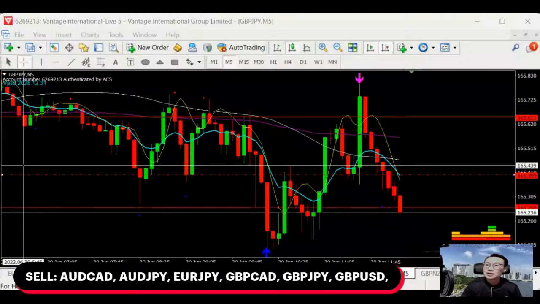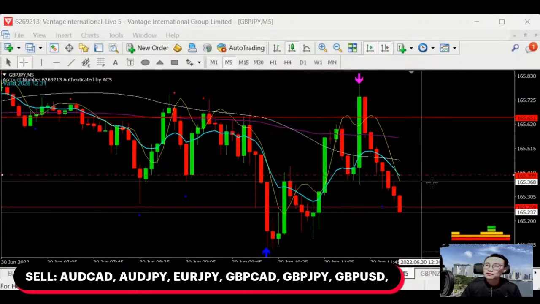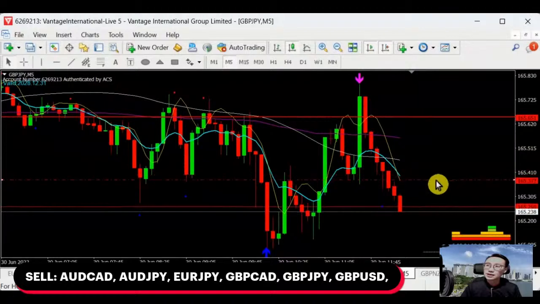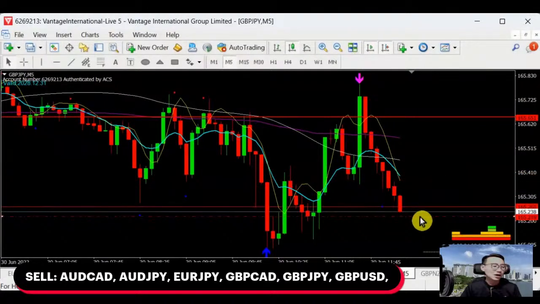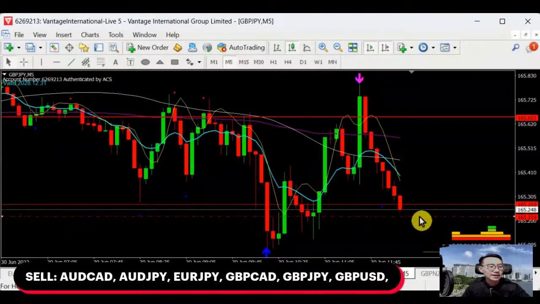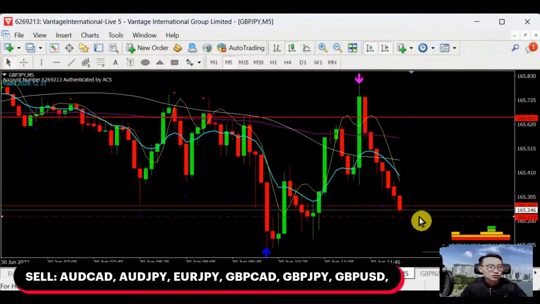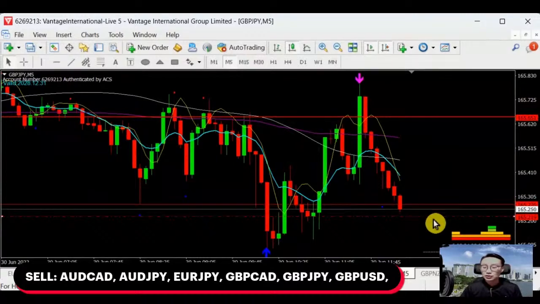Alright, so let's pay attention to this. I'm going to move this down a little bit to see the support level, how it actually reacts. Over here, this is something that we should pay attention to also. This is great, TP, good.